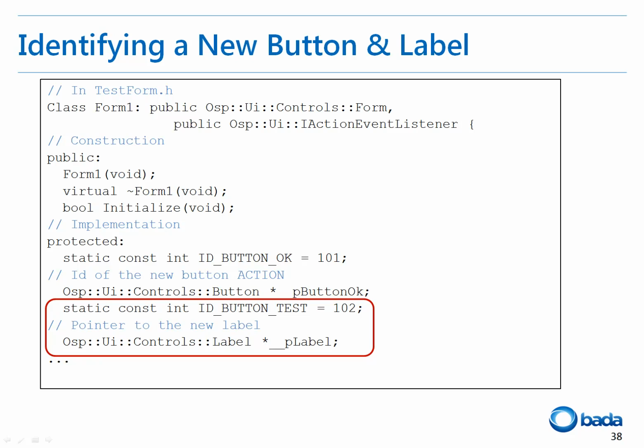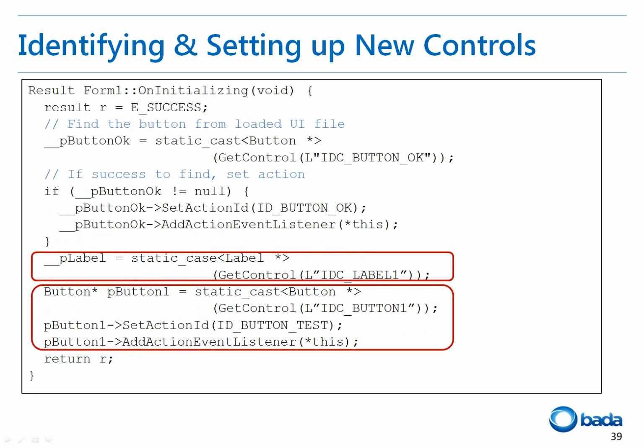In your form's header file, you'll find some declarations, IDC_BUTTON_OK, and its value, 101. Also, you'll find the new ID for the new button as IDC_BUTTON_TEST equals 102, and a pointer, pLabel, as the pointer to the new label. The code given here explains how to identify and set up the new controls in your application.